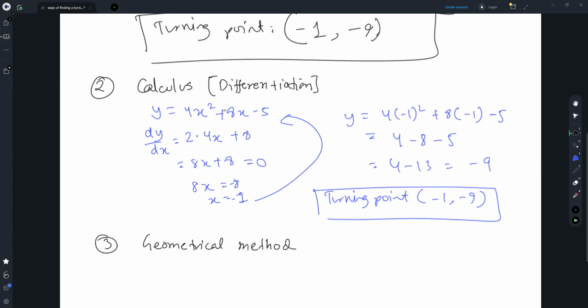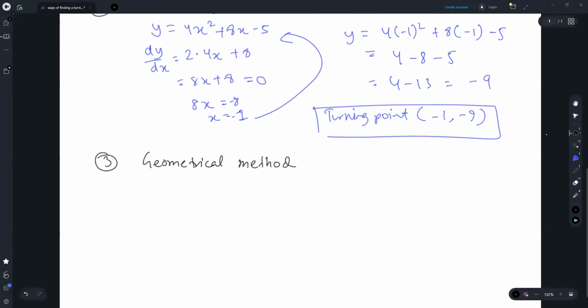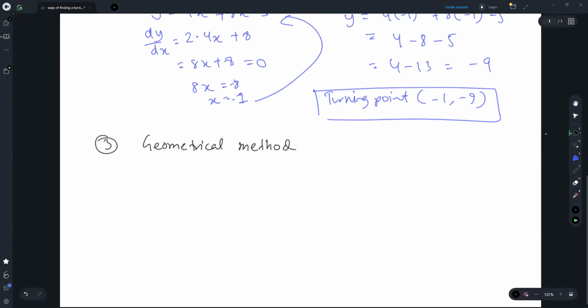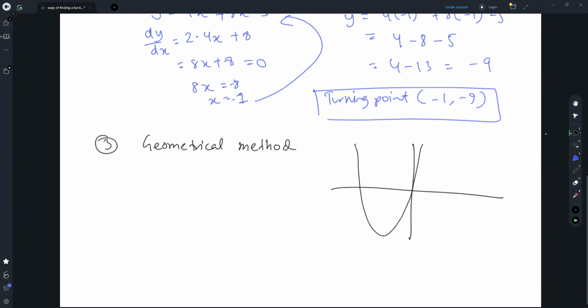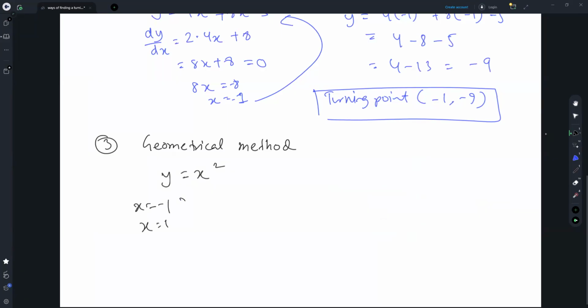Now, how does this geometrical method work? Well, let's just imagine a random quadratic curve. For a quadratic curve, if we have a certain value of y, there will be two values of x. So if I imagine the equation y equals x squared, and I substitute x equals -1 and x equals 1, we get y equals -1 squared equals 1, and y equals 1 squared equals 1.